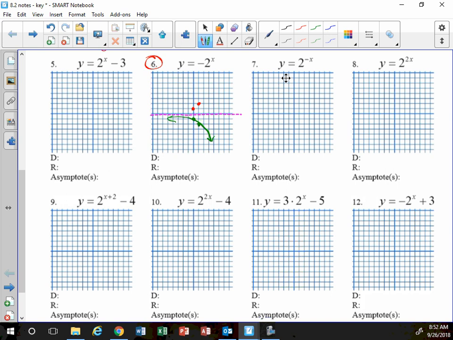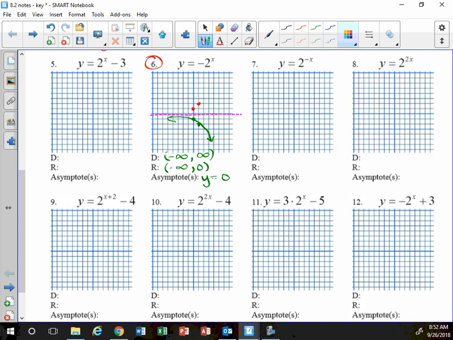So let's look at 7. Oh, sorry, I forgot my domain and range and all of that. So domain, are you noticing that the domain never changes? Okay. What about the range this time? Good, negative infinity to 0. Always start from the bottom and go up. Asymptote is still y equals 0.